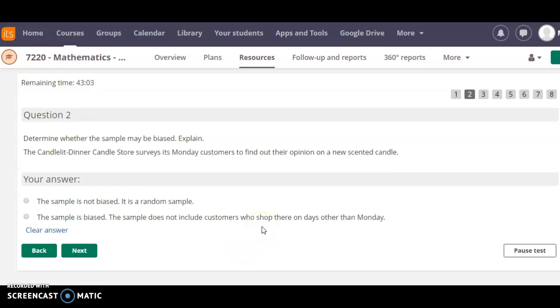Okay, determine whether the sample may be biased. The Candlelit Dinner Candle Store surveys its Monday customers to find out their opinion on a new scented candle. Well, if you're only asking the people on Monday, then all those people that come on Tuesday through Sunday don't have any chance of being asked. So that would be biased because there's no way the customers on the other days even have a chance of being asked the question.